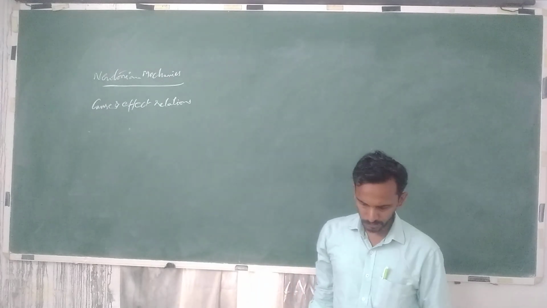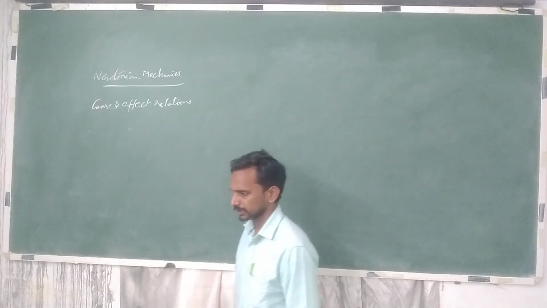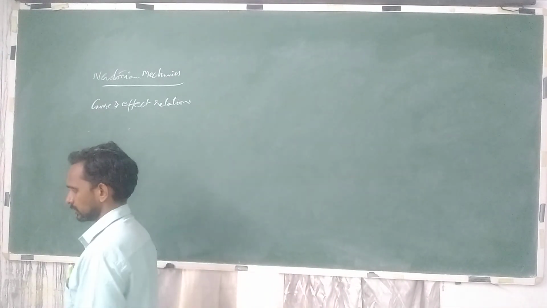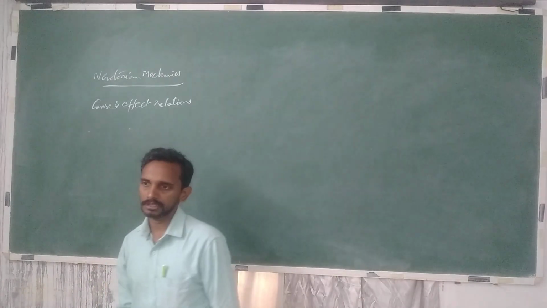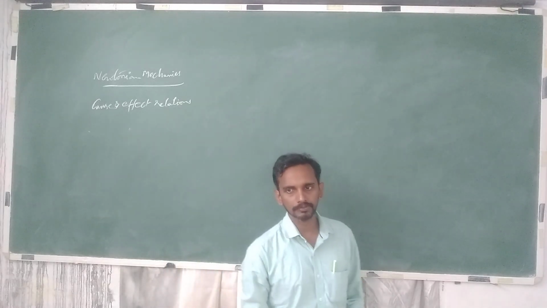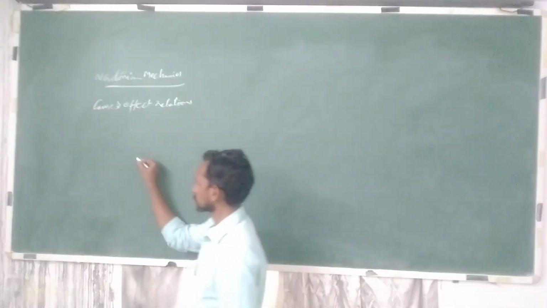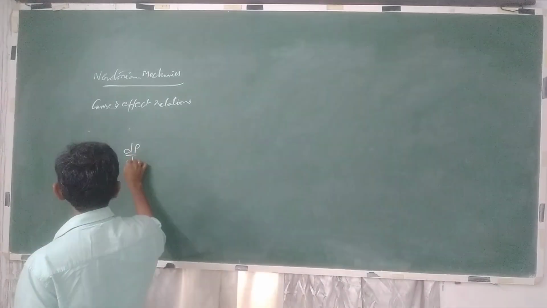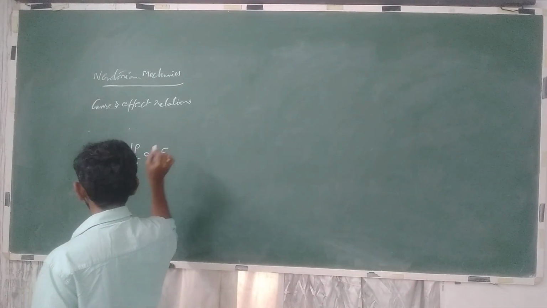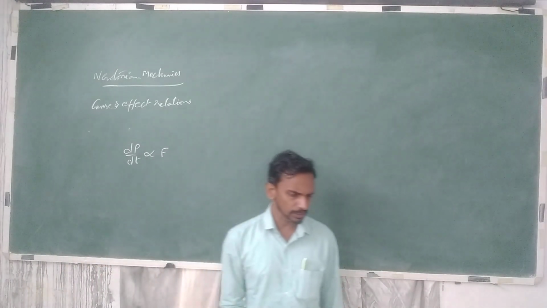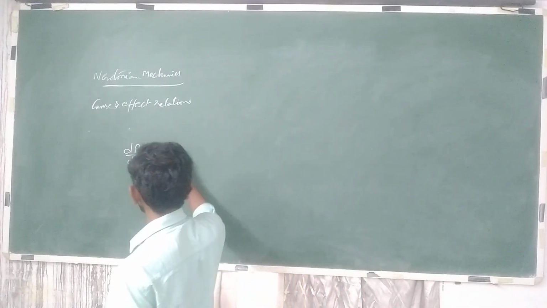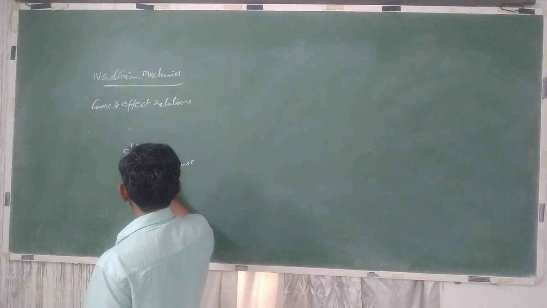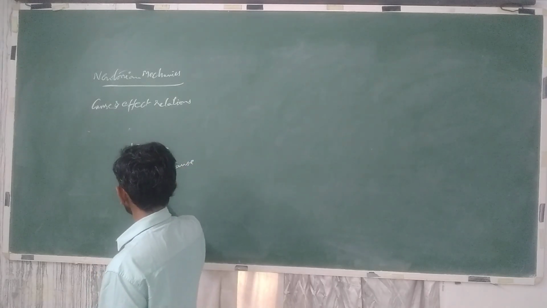So that is what we see in Newton's second law of motion. What does it say? Rate of change of momentum is directly proportional to the force applied. So dp by dt is proportional to force. Rate of change of momentum is directly proportional to force. So here force is the cause and change in momentum is the effect.